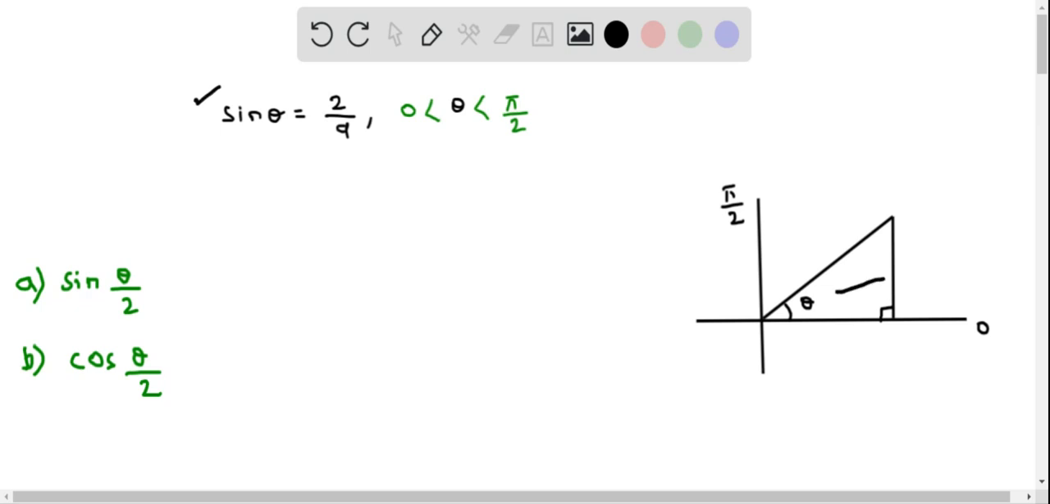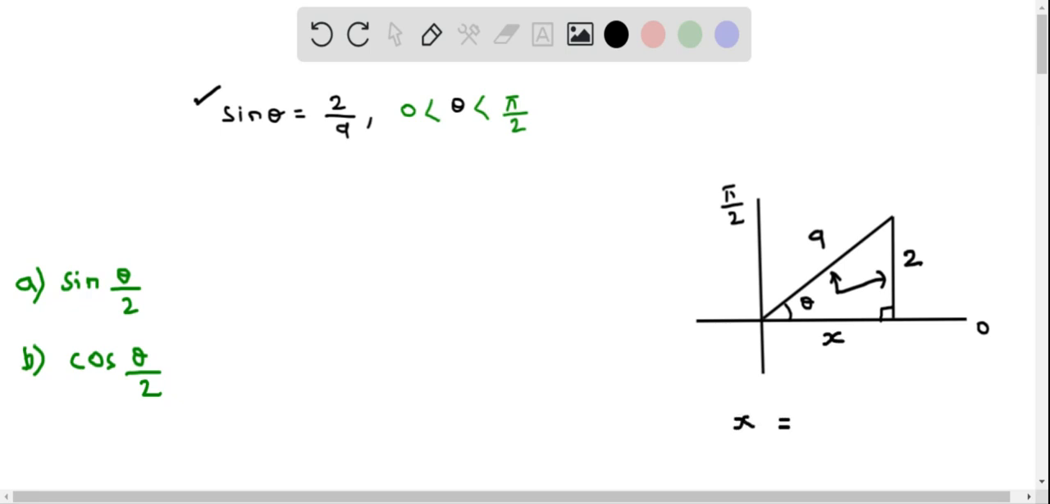So the opposite side to angle theta is this side. So we mark this as 2, and the hypotenuse is this side. So we mark this as 9. And this means that we can determine this unknown side length using the Pythagorean identity.